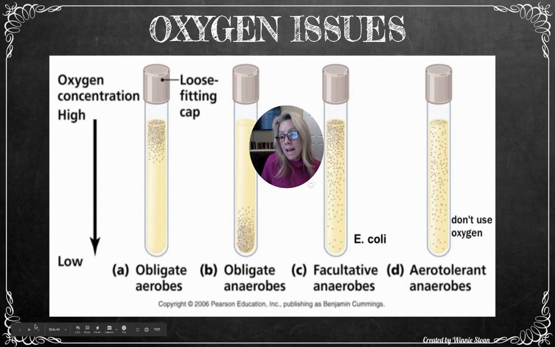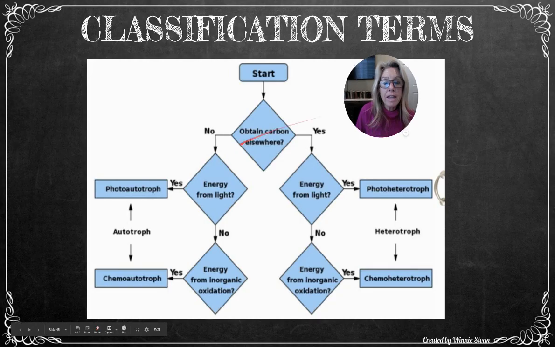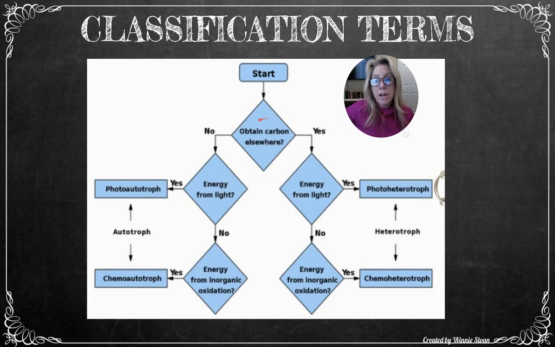All right, and then their metabolism, when you look at that, you can look at the different classification terms. So do they obtain carbon elsewhere? No. So they use energy from light to get their carbon. They are called photoautotrophs. If they don't get their energy from light, then they are chemoautotrophs. Maybe they're breaking down something like hydrogen sulfide. If they obtain their carbon elsewhere, yes, but they get their energy from light, they are called photoheterotrophs. And then the other one would just be a chemoheterotroph.